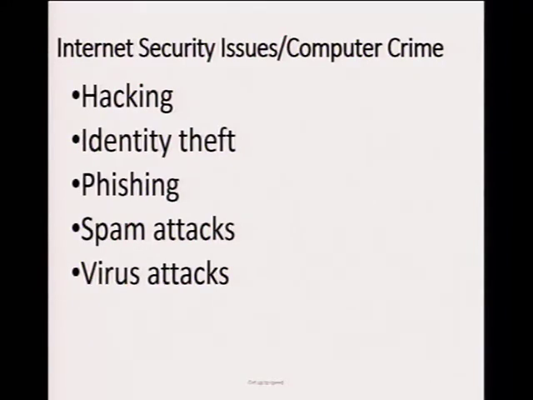The first one is internet security. You might be asked to identify some of the computer crimes or internet security issues, and to discuss and explain them. As you know, some of the internet security issues or computer crimes are hacking. Have you come across that word, hacking? What about identity theft? What about phishing? Have you come across this word, phishing? Spam attack, virus attack. These are some of the computer crimes or internet security issues that you should know and be able to explain.